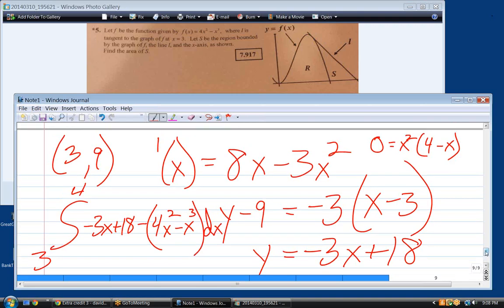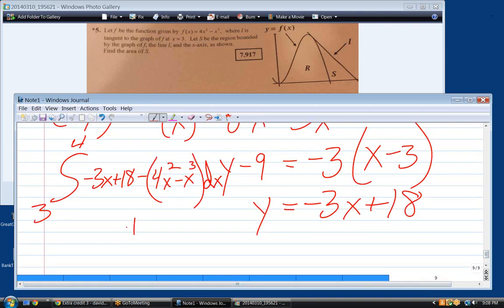And I want to add to that the area from 4 to 6. If I set y equal to 0 and solve this, the x-intercept is 6. So I'm going to go from 4 to 6 of this function, minus 3x plus 18 dx.